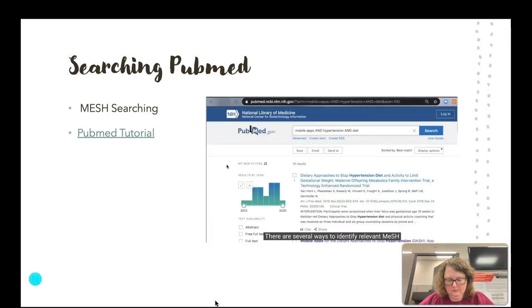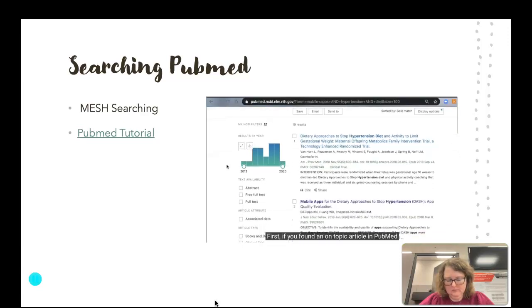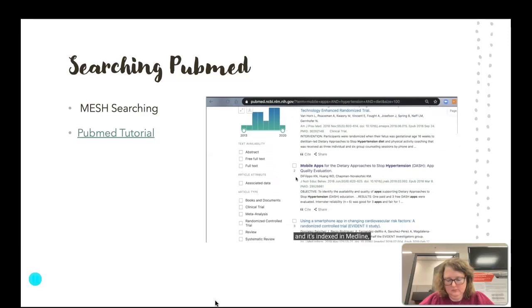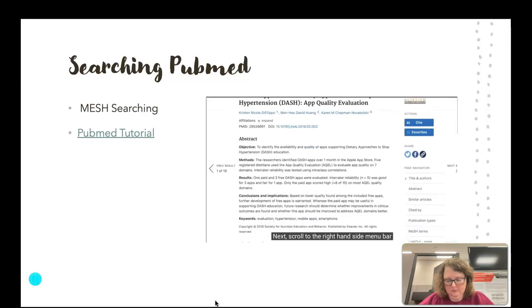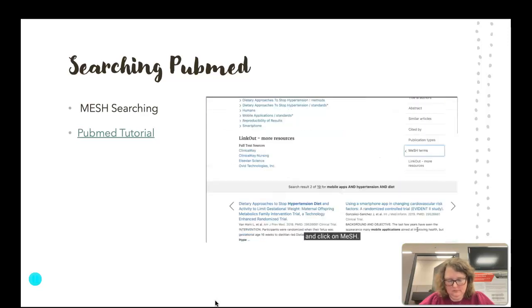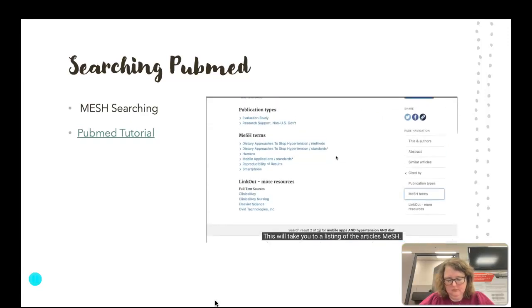There are several ways to identify relevant MeSH for your research question. First, if you found an on-topic article in PubMed and it's indexed in Medline, such as this one titled Mobile Apps for the Dietary Approaches to Stop Hypertension, click on the citation's title. Next, scroll to the right-hand side menu bar and click on MeSH. This will take you to a listing of the article's MeSH. If you see a heading that looks appropriate, click on the term and then the Search in MeSH link.